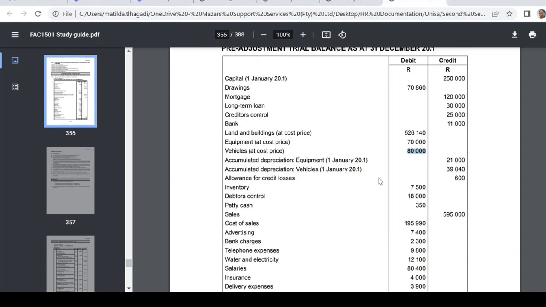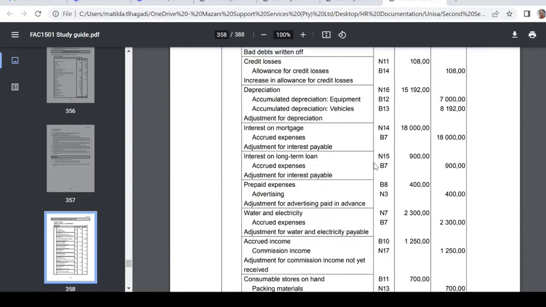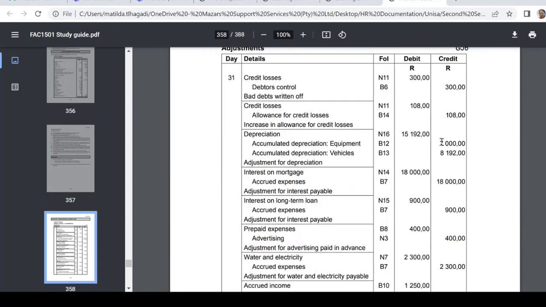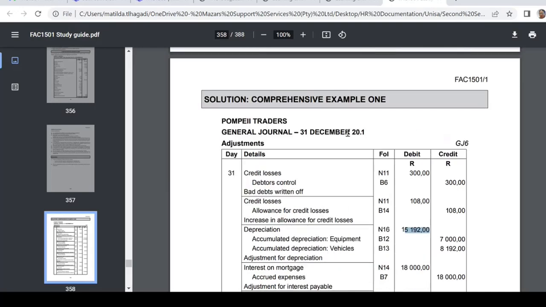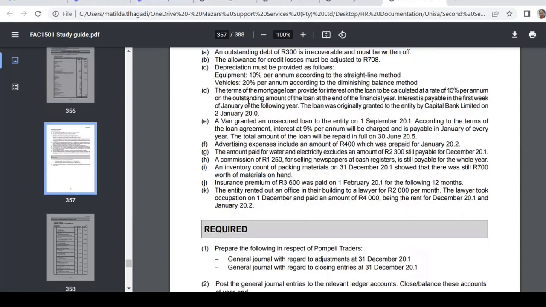It is 39,040. Okay, I used 70,000. Oh, 8,192, yes. And can you see that they've totaled it, yes, for depreciation: 15,192.